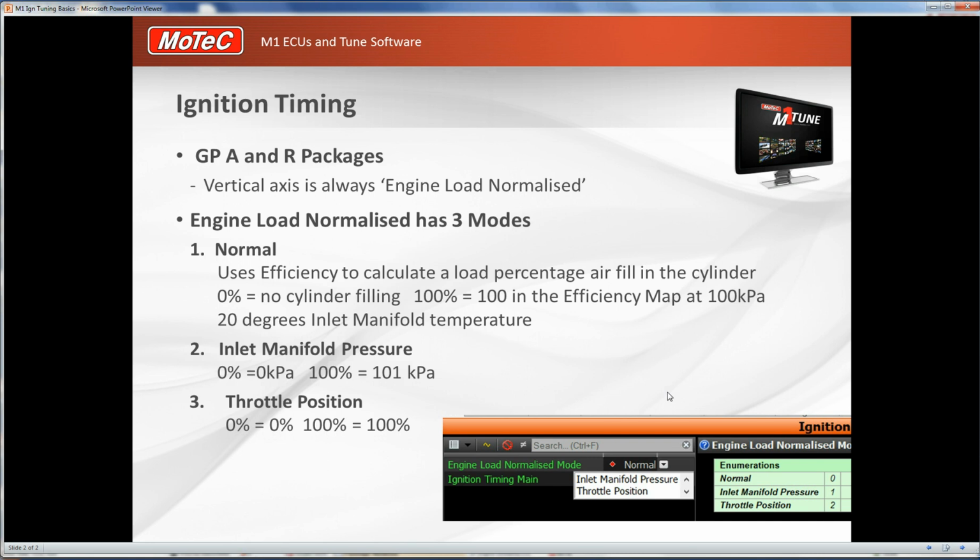One of the main differences that you'll see is the vertical axis of the ignition map is always engine load normalized. In fact, it's the engine load normalized channel. I'll switch over to the M1 tune just to show you what I mean.